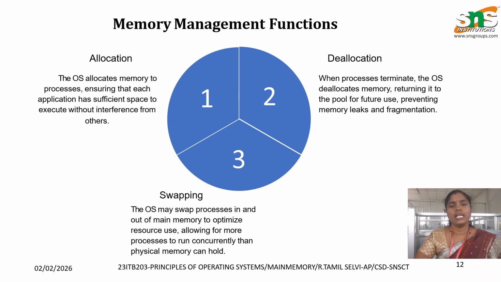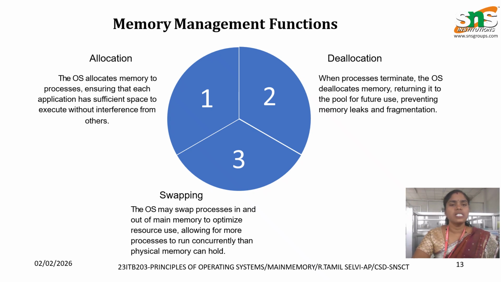Second one, deallocation. Deallocation means taking the space back. When you close the program, the system deallocates the memory. That means it clears the data and marks that spot as empty again. If it doesn't happen correctly, the system runs out of memory, which we call a memory leak.